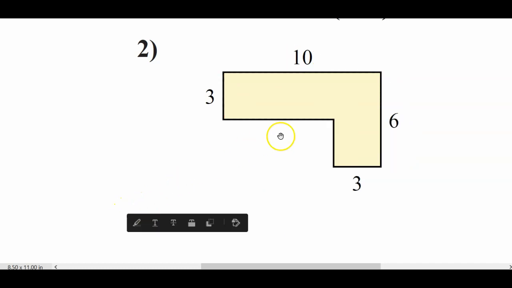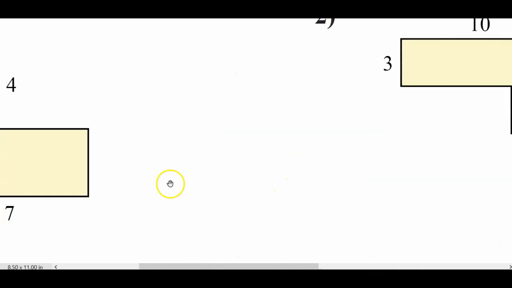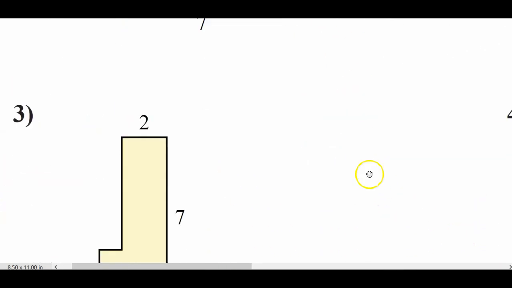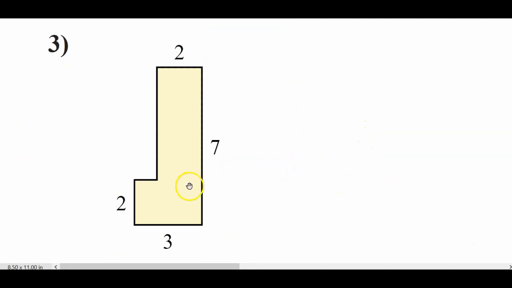Okay? This one right here, okay? So, how should we cut this? Like this? Or the long way? Like that? Okay, so what's the area of the bottom one? 2 times 3, which is 6.